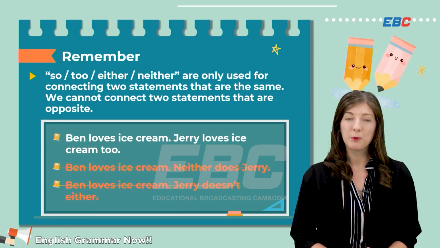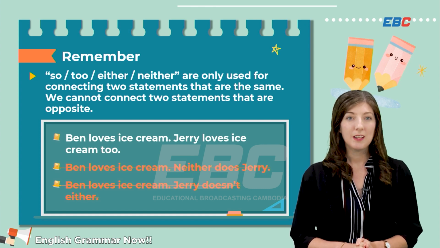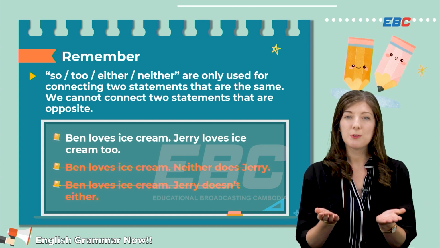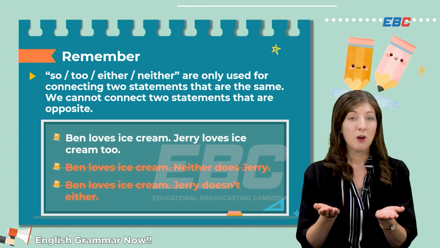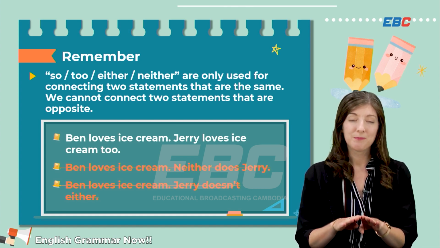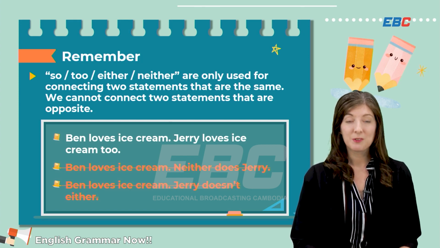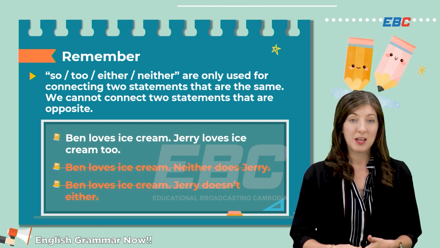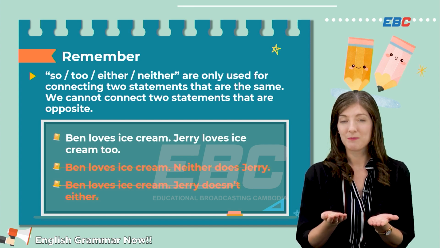Something to remember when we use these words is that so, too, either, and neither are only used if we are connecting two statements that are the same. Maybe they are both positive, or maybe they are both negative, but they have to be the same thing. For example, if we say, Ben loves ice cream. Jerry loves ice cream too. Both of them love ice cream, so we can connect those using these words.